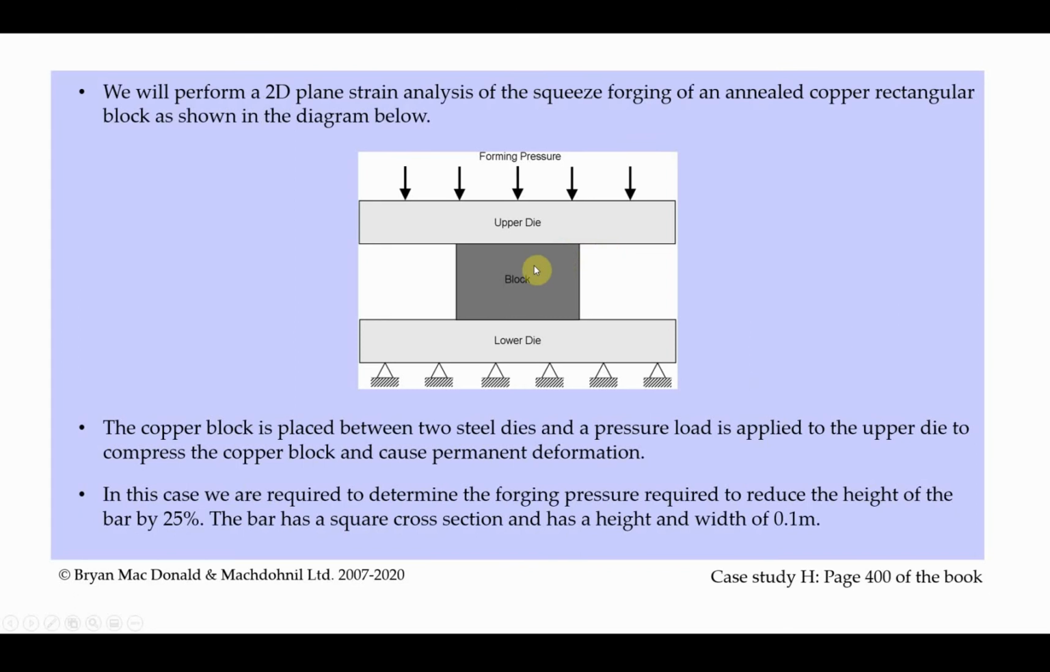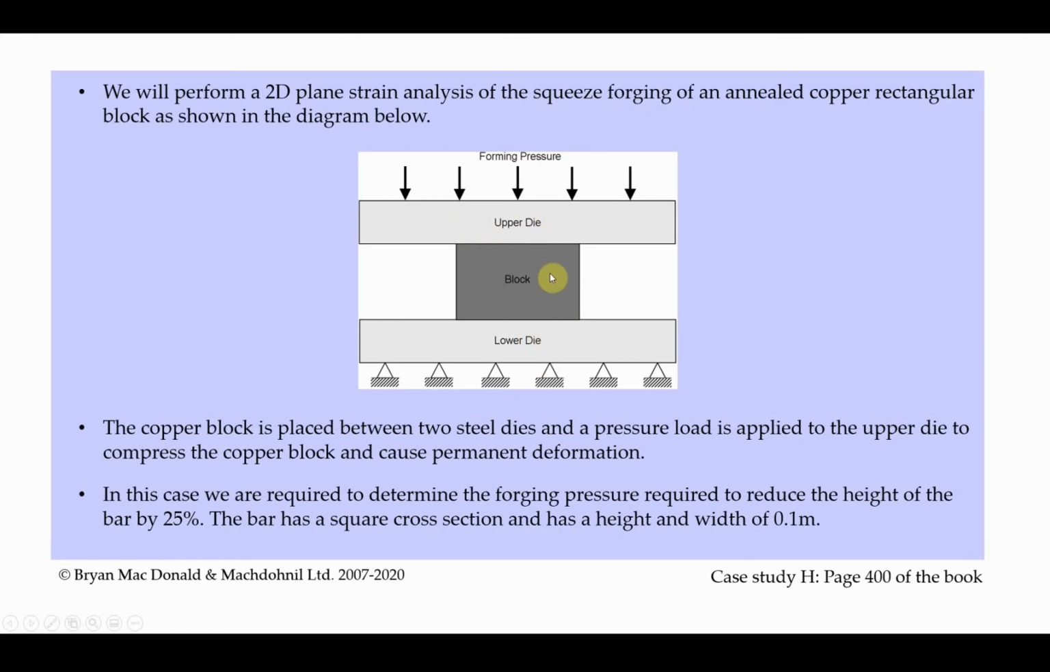So what we're going to do is a 2D plane strain analysis of squeezed forging of an annealed copper rectangular block as shown here. So here's our copper block, and we have it placed between an upper die and a lower die. And this is like a cross section, a two-dimensional cross section through it.